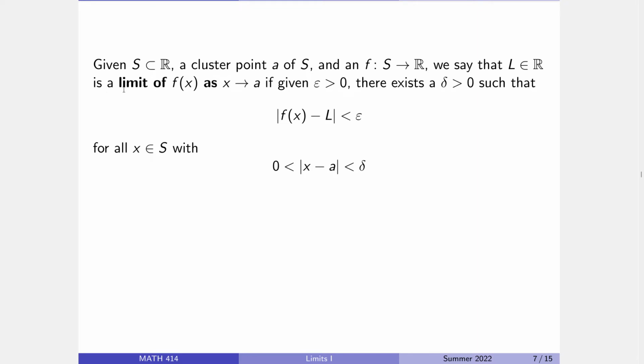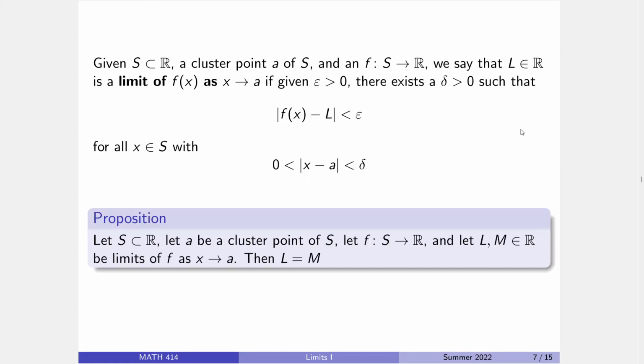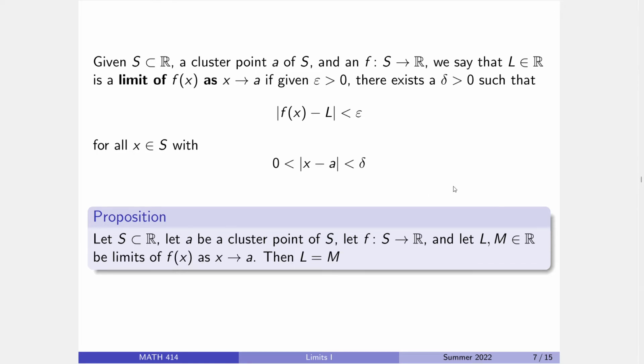Now, what are we going to do? Well, we're going to do some proofs. And what's the first thing we're going to prove? Well, very similar to sequences, and as I stressed, nothing about this definition immediately says that L is unique. So, let's prove that it has to be unique. If we have a subset, a cluster point, and a function, and we have two candidates for the limit of f of x as x goes to a, then L and M actually have to be the same. So if a limit exists, it is unique.